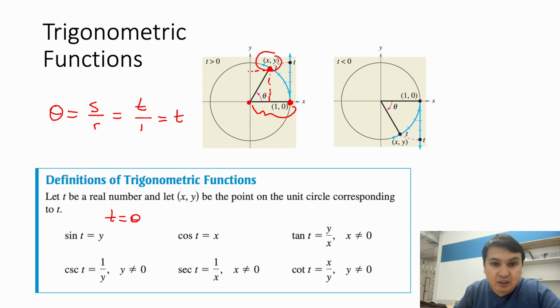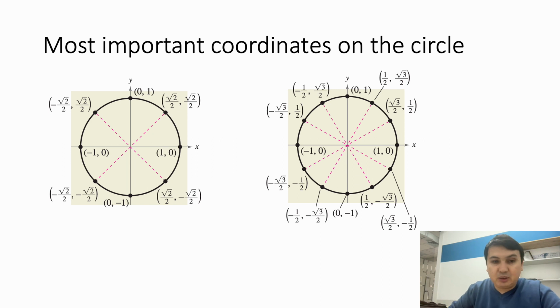the x, y coordinates along the circle, once I rotate my angle to theta. Which means I should be able to determine some of the x, y coordinates on the circle. Some of them are easy, some of them are not so easy. So let's look at the first one.